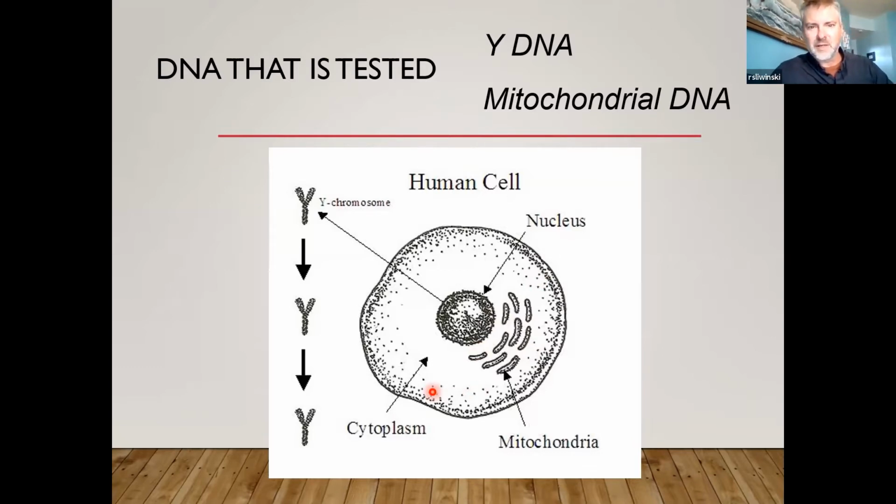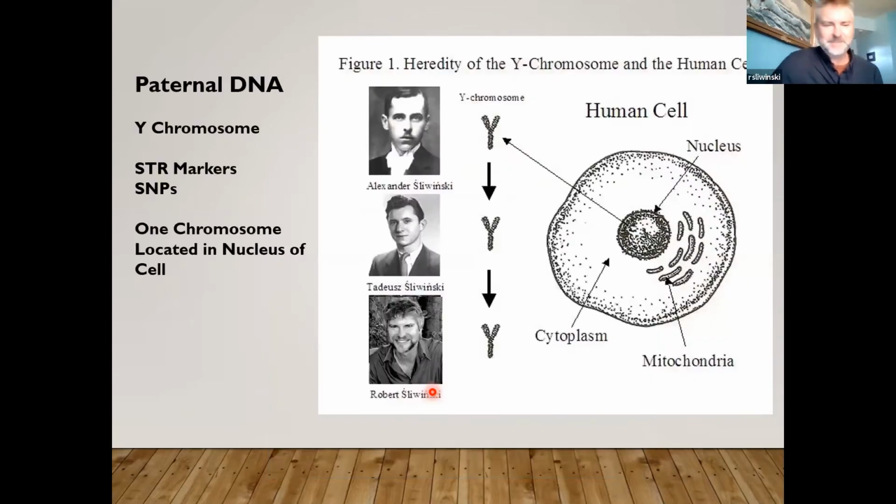Let's move on. Okay. Paternal DNA is based on the Y chromosome, and we'll be looking at results for STR markers and SNPs, and I'll go into more detail about what those are. It is basically one chromosome for each cell located in the nucleus of the cell.